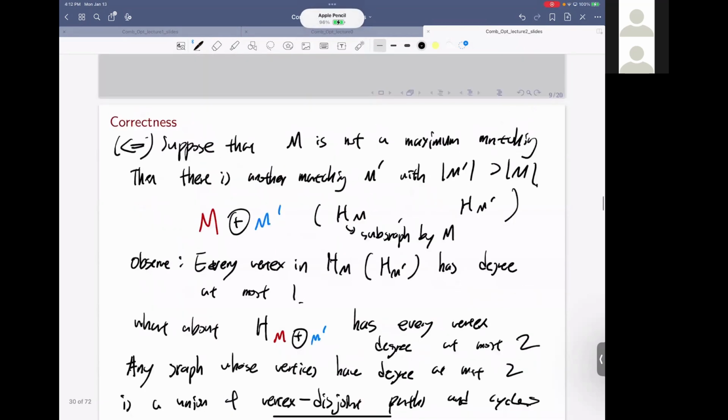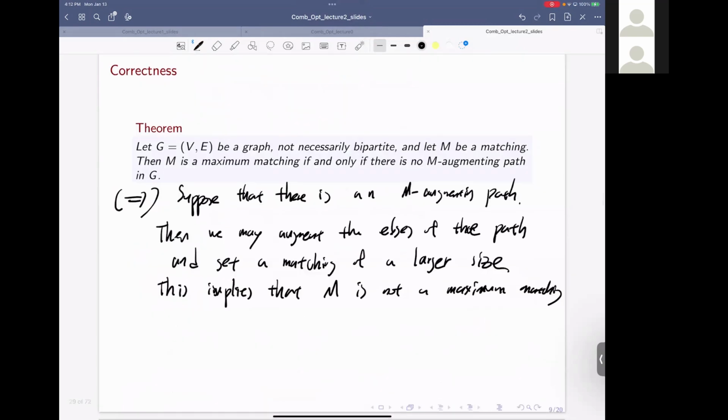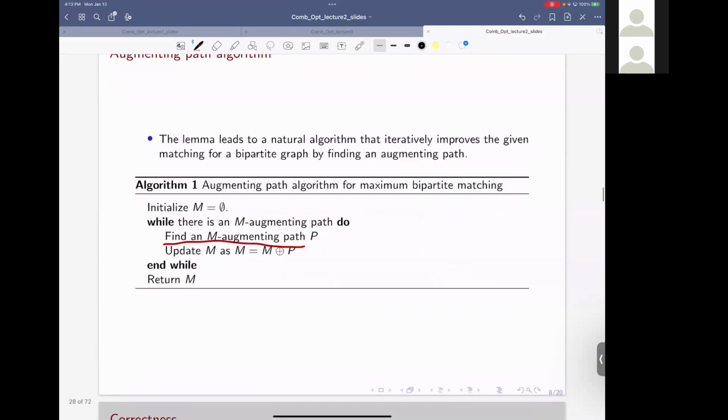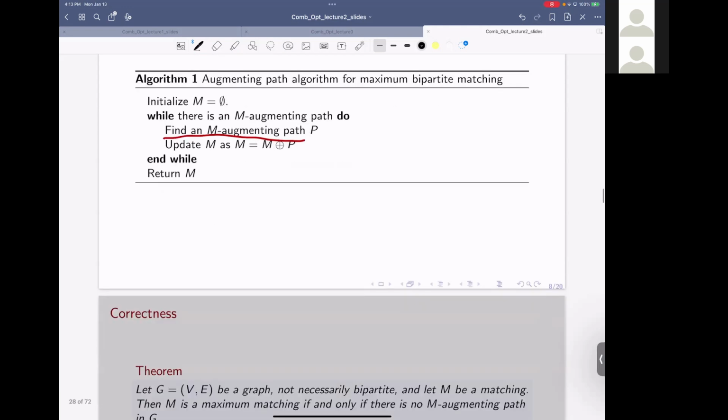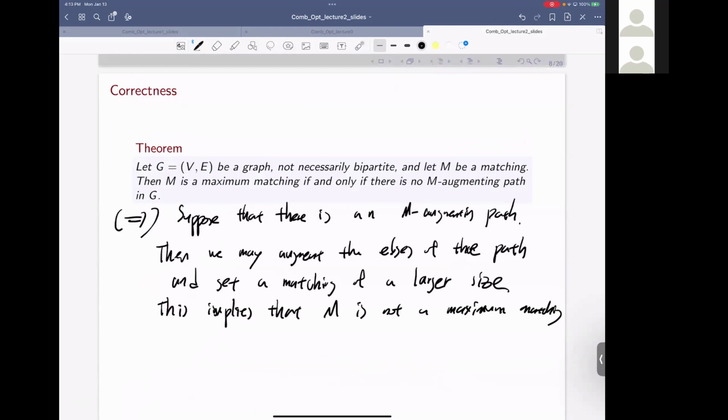So we have proved the other direction: if M is not a maximum matching, you can always find an augmenting path. Again, the first direction was easy. If you have an augmenting path, you can augment the edges of the path, and you can increase the size of a matching by 1. So this is if and only if. Getting back to the algorithm, this proves its correctness. Let's say you start finding augmenting paths, and once you don't have an augmenting path, then it proves that the current matching is maximum by this theorem. Any question?